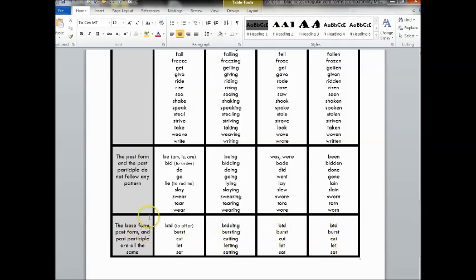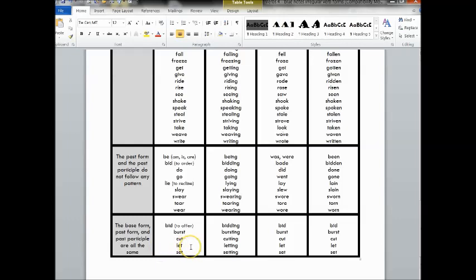Cut. This last pattern is the base, past form, and past participle are all the same. The word does not change. Cut, cut, cut. I cut. I am cutting. I cut myself yesterday. I have cut myself before.